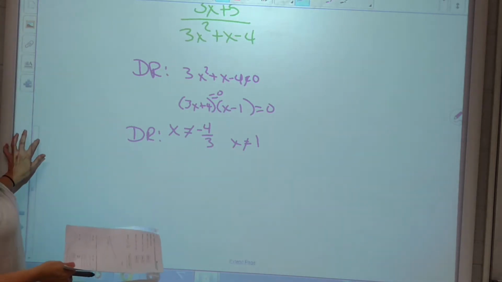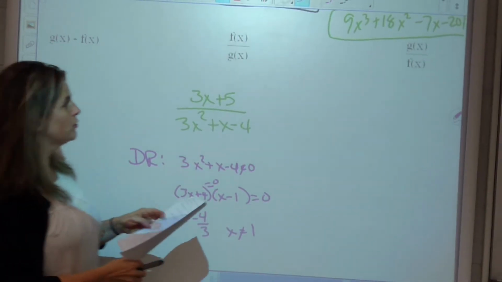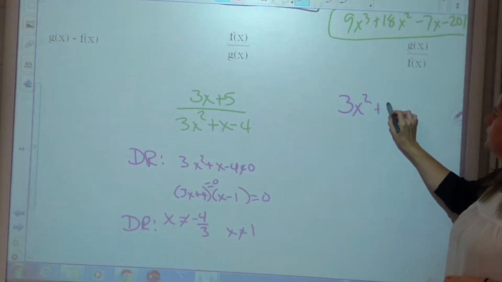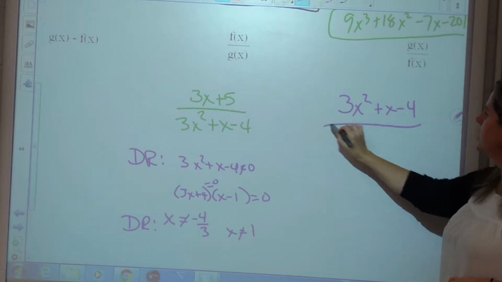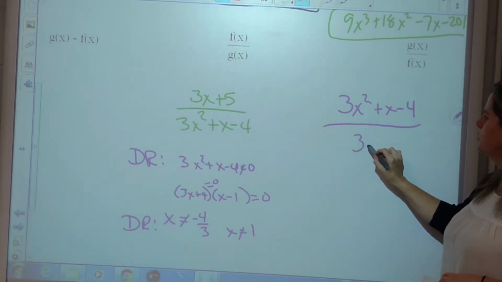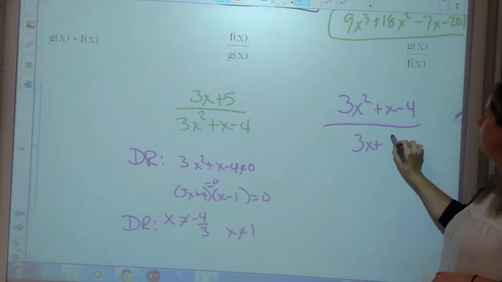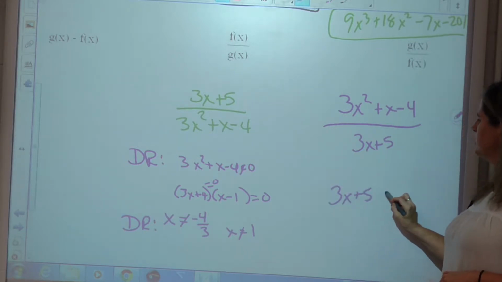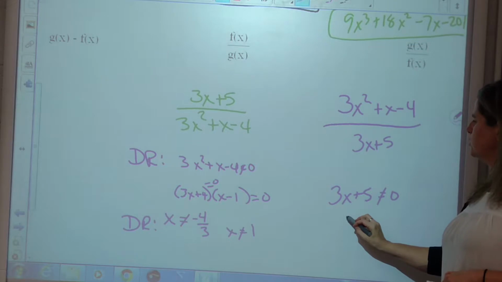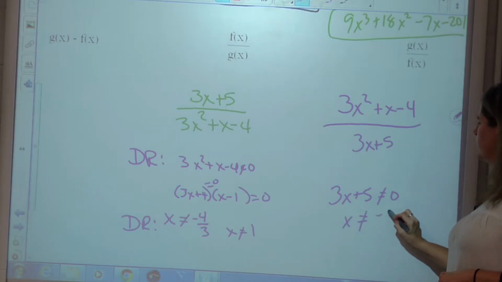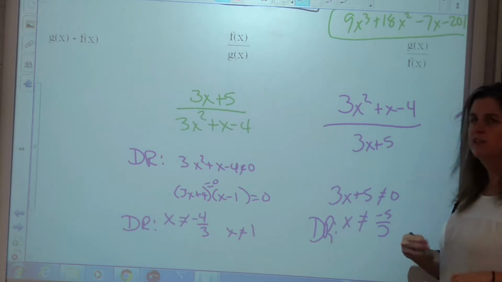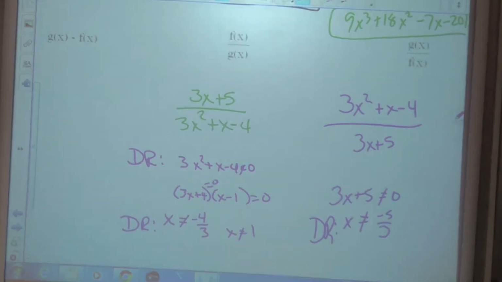If we did the same on g of x over f of x, it's a little bit nicer because we get 3x squared plus x minus 4 on the top, and in the denominator we just have that 3x plus 5. So our restrictions are going to be 3x plus 5 can't equal 0. So x can't equal negative 5 thirds. This is my only domain restriction. You can have more than one.